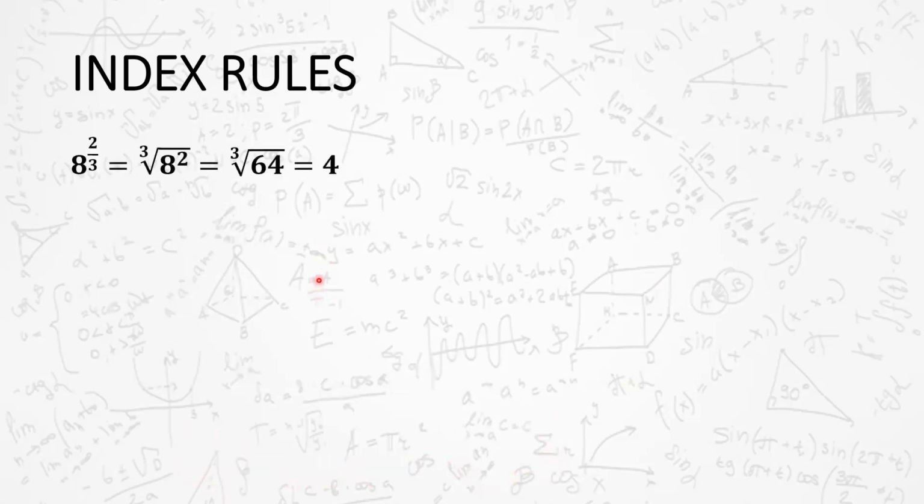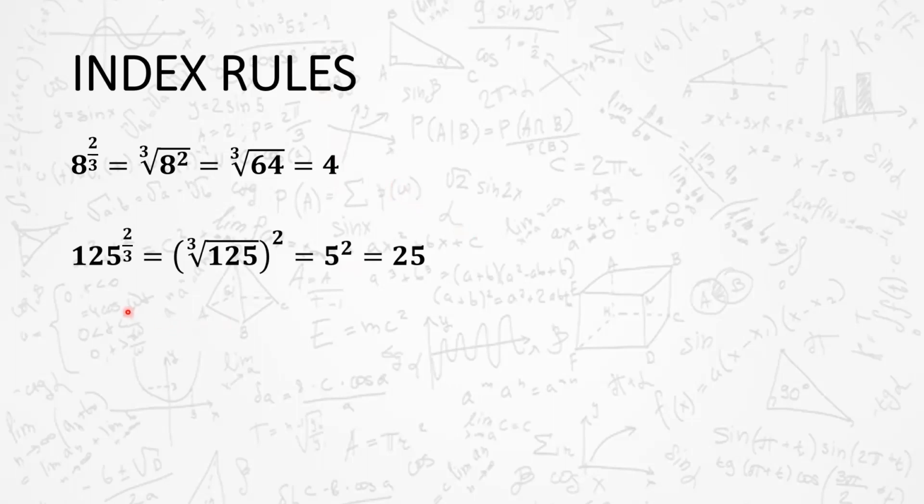Okay, so let's have a look at this one. This one is what I did earlier. Remember I said the numerator is always the power, the denominator is always the root. So now we have 8 to the power 2 over 3. So 2 goes in as the power, 3 goes out as the cube root. 8 squared equals 64. Cube root of 64 equals 4.